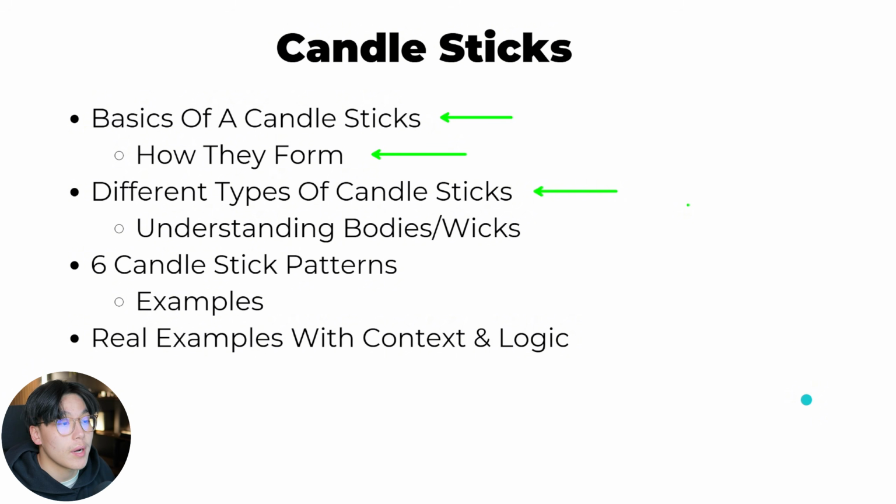We're also going to be talking about how bullish a candle is depending on how it forms. Then we're also going to be talking about the bodies and the wicks because that's very important when it comes to candlesticks and how they close. And then we're going to be talking about 6 different candlestick patterns that I personally use on a consistent basis. Of course, we're going to be going over examples as well.